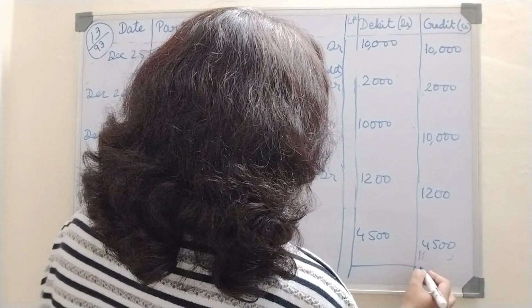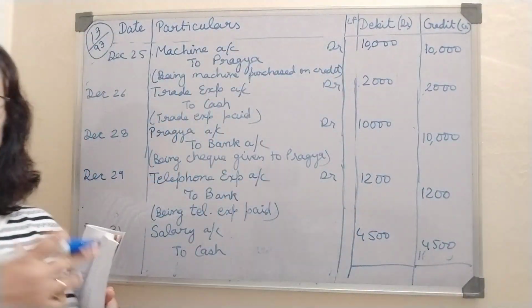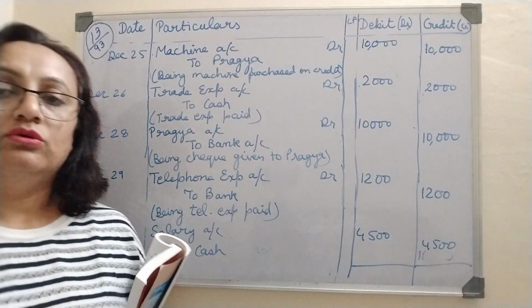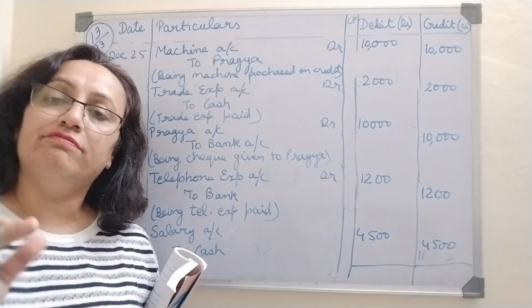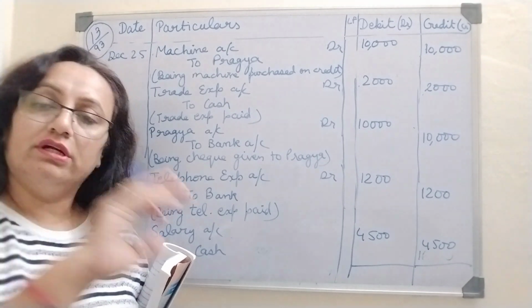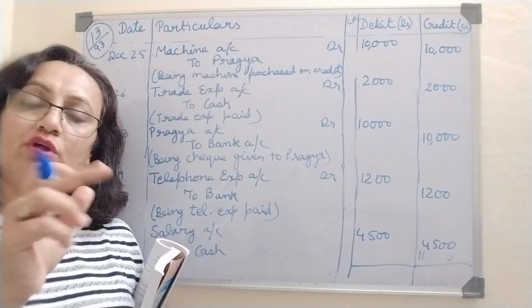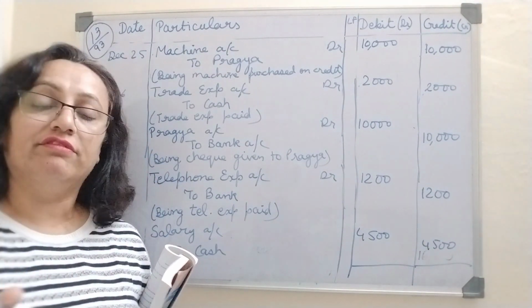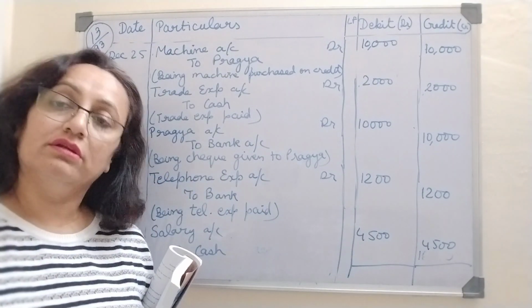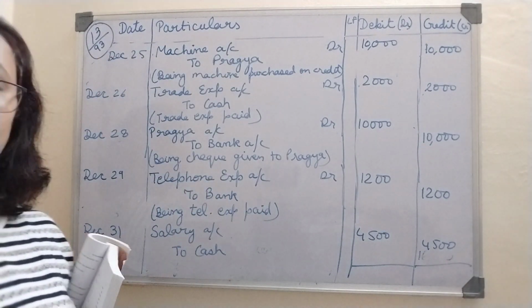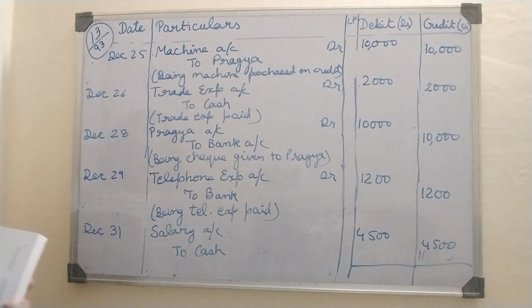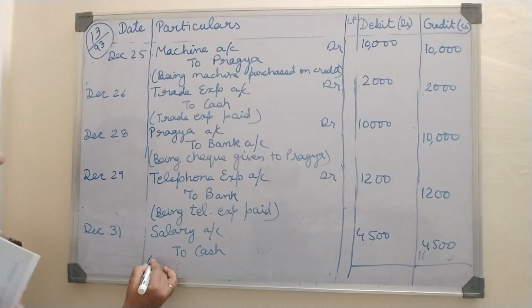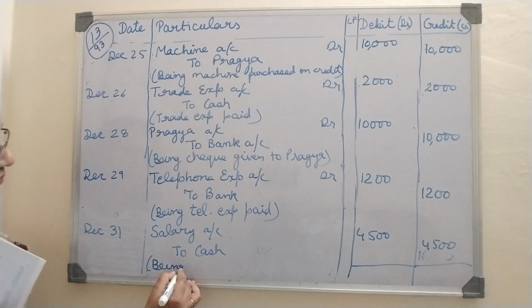Now at the end you have to do the total. If you are changing the pages, please remember on the first page do the total, write balance CF. CF means carried forward, and when you are turning the page, balance brought forward, balance B/F. So you are carrying that balance to the next page. So total you have to do, always debit and credit are equal whenever you are doing journal entry. So last is salary to cash, being salary paid.